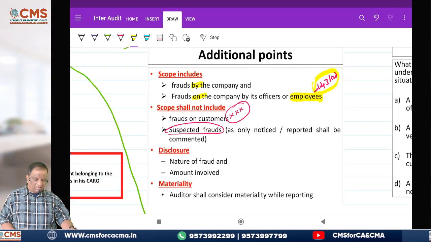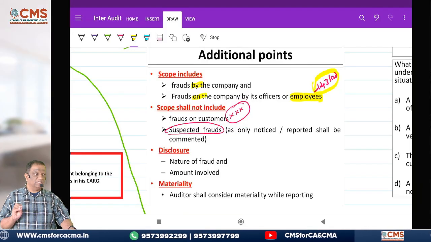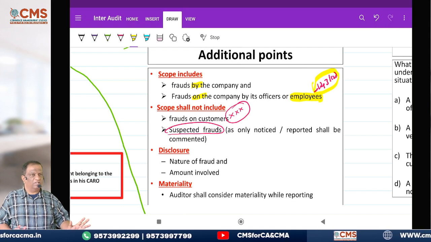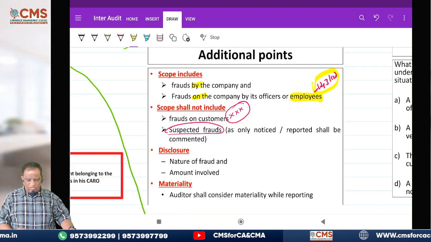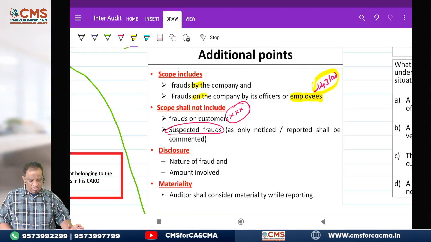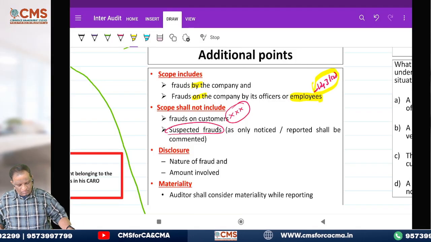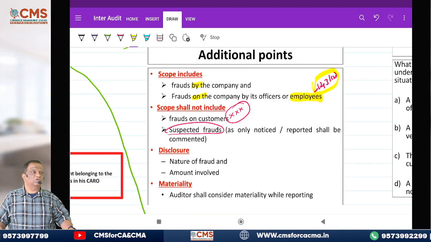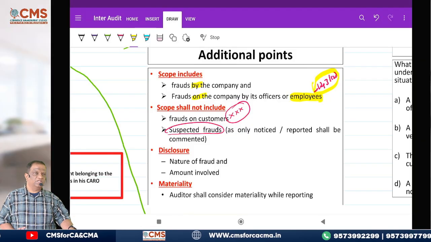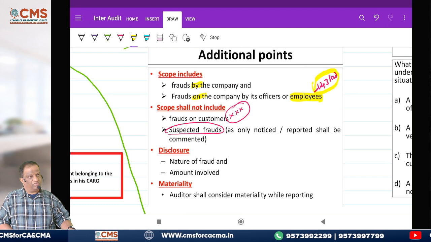Both frauds by the company and frauds on the company, but it is limited only to its officers and employees. That is the directors and the employees. Officer is a director, shadow director, and all that we discussed, KMPs and all that. So by officers or employees, meaning which are not covered here? The frauds on the customers are not covered, and the suspected frauds also will not be covered. So it talks about only confirmed frauds, whereas under 143.12 even the suspected frauds the auditor will comment about. That is the difference between these two.